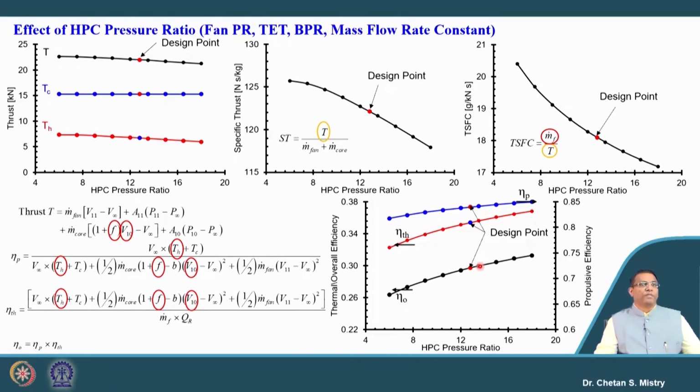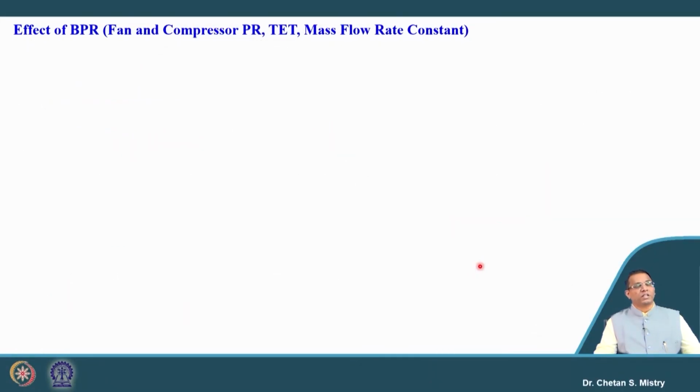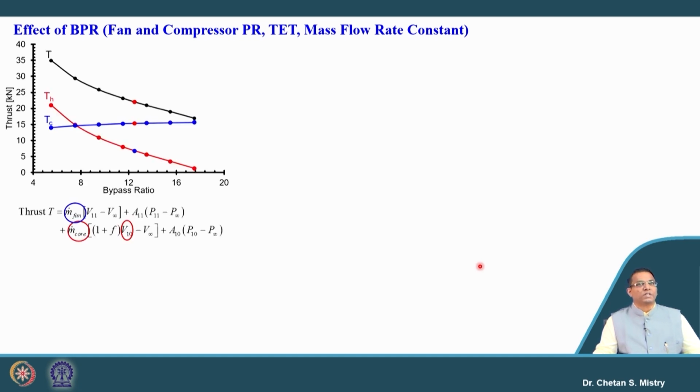Maybe we will take the next parameter as bypass ratio. Now, we know this bypass ratio has a direct impact on our cold thrust. So let us look at what is happening. Here it says that with the increase of our bypass ratio, our cold thrust is going to increase.